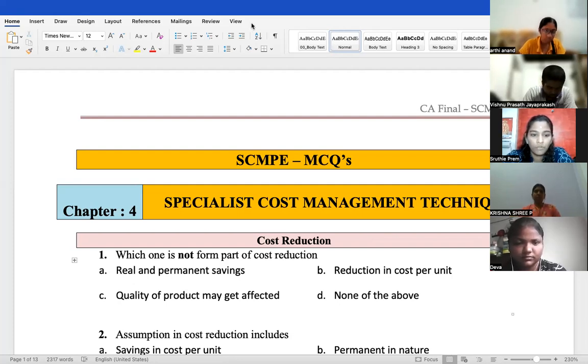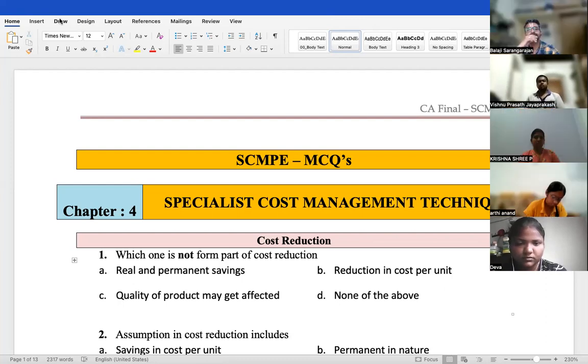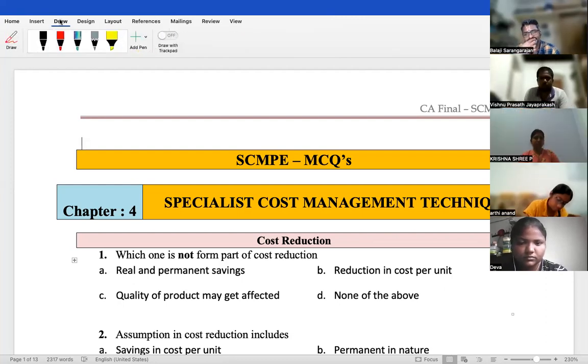Which one is not form part of cost reduction? Option A, real and permanent savings. B, reduction in cost per unit. C, quality of product may get affected. D, none of the above.